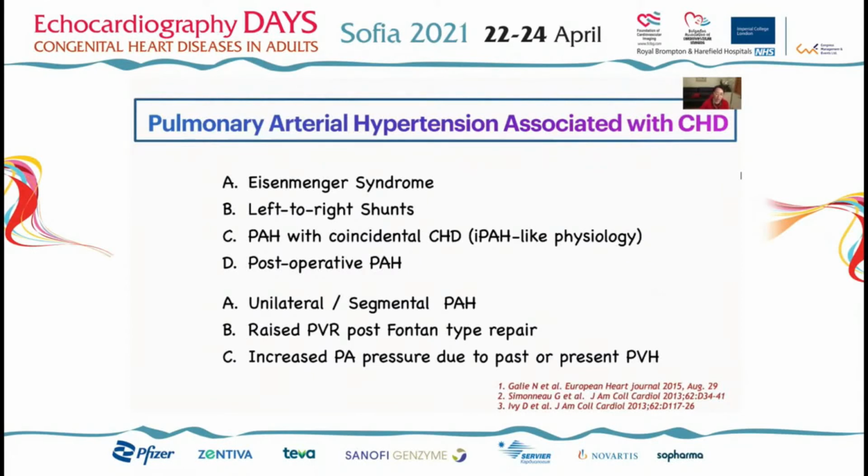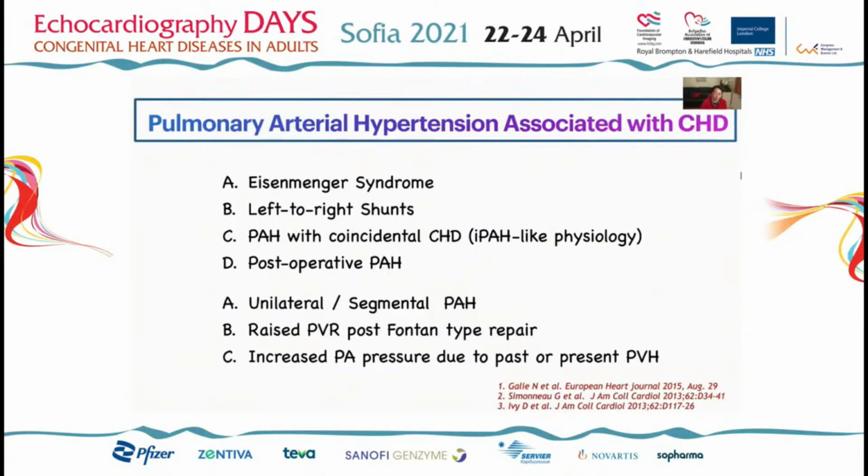In our clinical practice, we also see patients with more complex lesions like pulmonary atresia with MAPCAs. They will have segmental or unilateral PAH. Then there is increased pulmonary vascular resistance post-Fontan repair. Quite often we will put in a topic like this because any minor increase in PA pressure has a significant hemodynamic consequence in Fontan circulation.